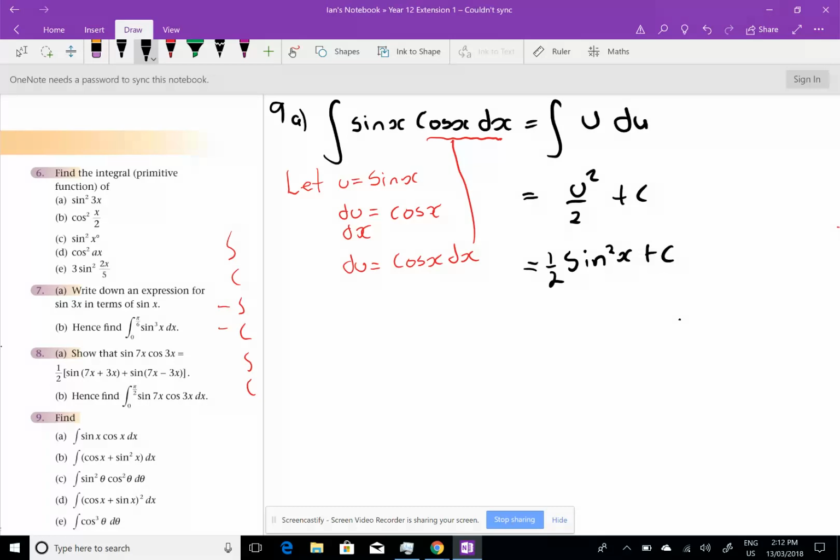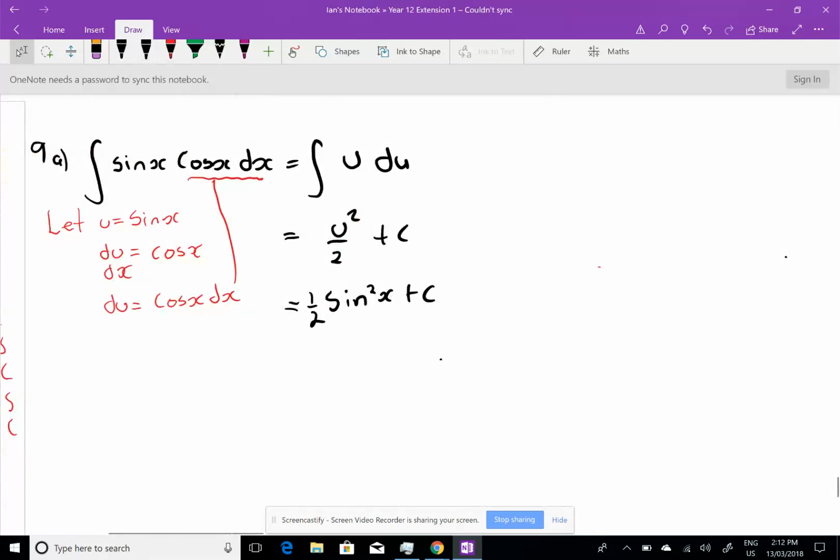A half sine squared x plus c. Now it's different from the back of the book, which has the answer of minus a quarter cos 2x, but it is indeed the same thing, and you could expand that and you would be able to get that. 9c is an extremely difficult one, and one that I don't think it's possible that they will ask you in the HSC. It's the integral of sine squared x cos squared x dx.